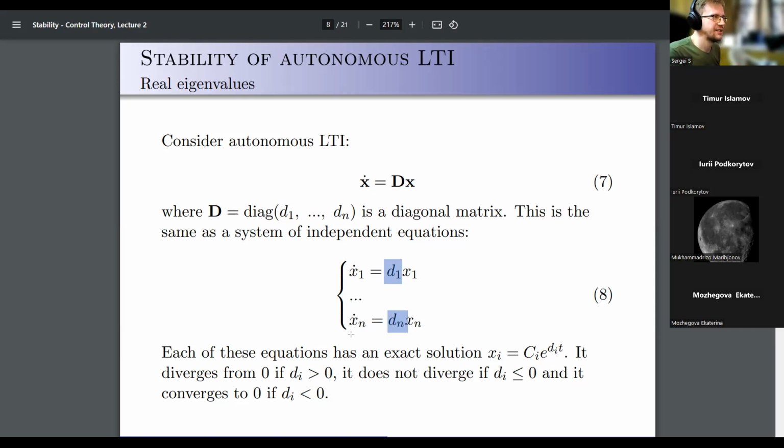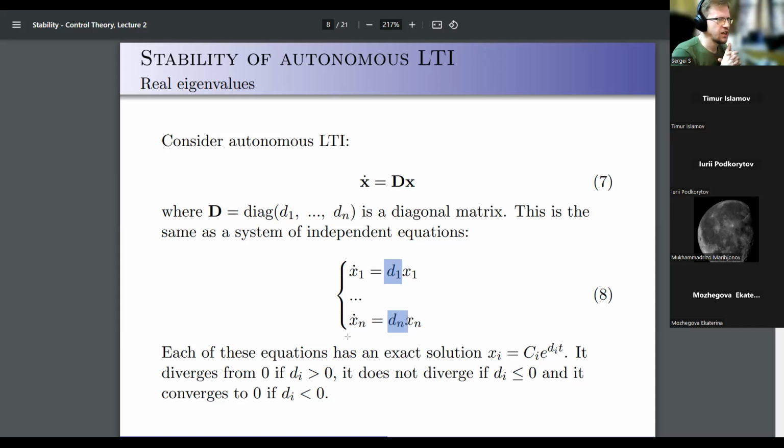Whereas the case where at least some of the d's are equal to 0 is marginally stable. Now, if at least one d is bigger than 0, then the system diverges. So it is unstable.